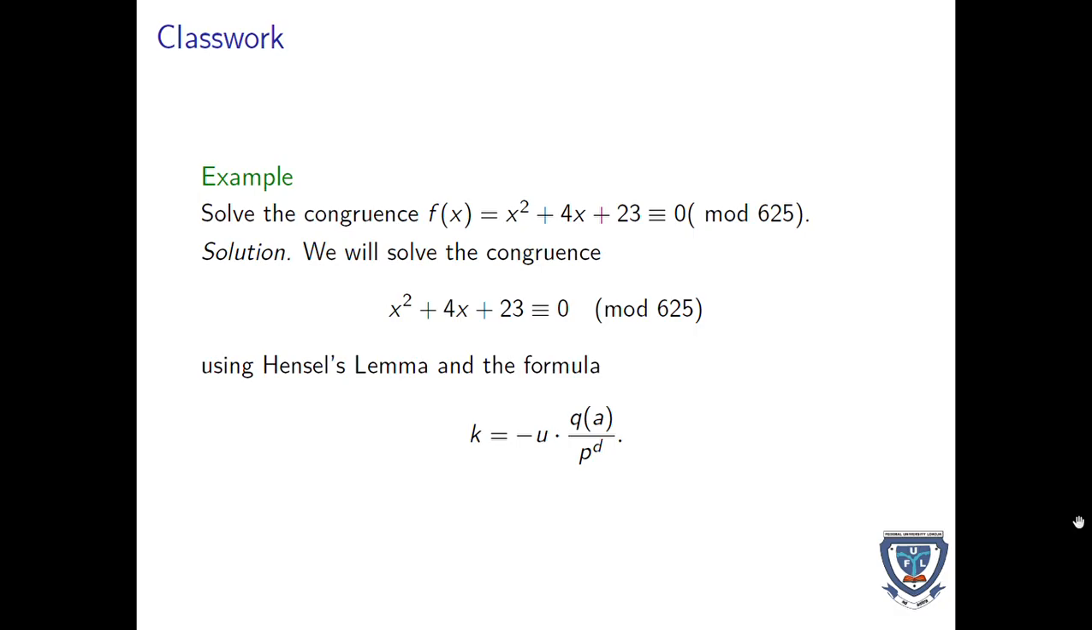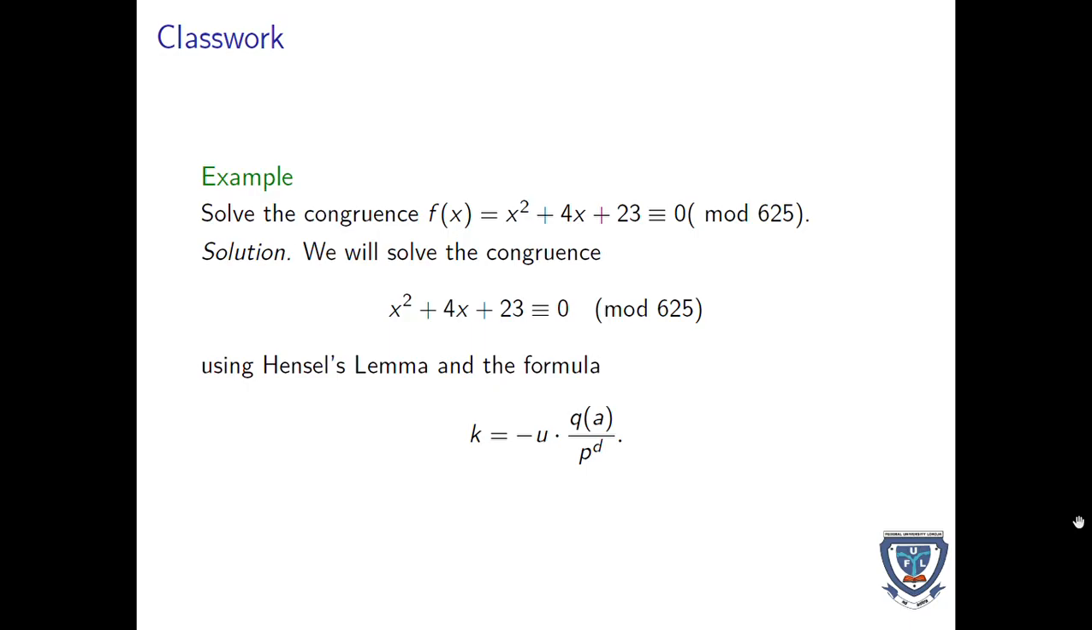A second example: solve the congruence f(x) = x squared plus 4x plus 23 equal to 0 mod 625. Don't forget, mod 625 can be reduced to 5 raised to power of 4.